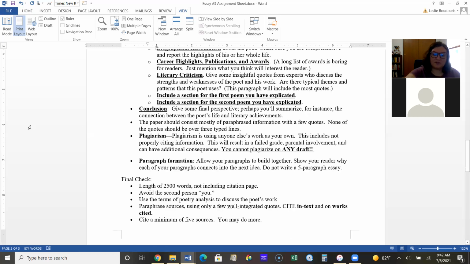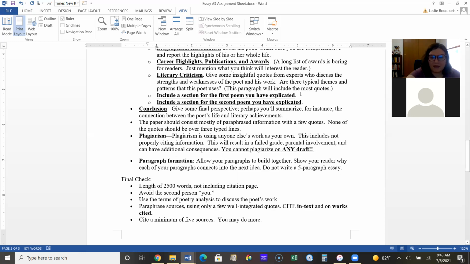Then you have a section about literary criticism, which is what other people have said about those poems or that author. So provide quotes from experts who discuss strengths and weaknesses about the poet and their work, and any themes or patterns the poet used. This section will use the most quotes, but you still want to interpret those quotes. You still want to show how they link together.